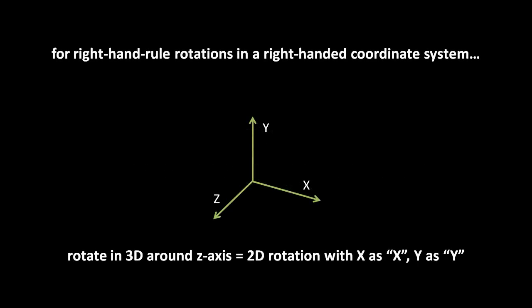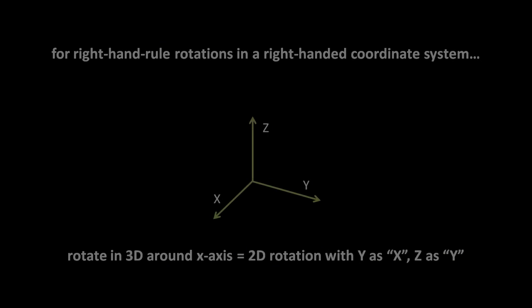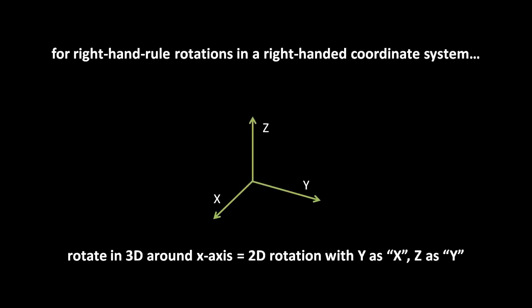So starting with the assumption of right-hand rule rotations in a right-handed coordinate system, we rotate around the z-axis by plugging x and y into our 2D rotation formula as normal. However, for the same right-hand conventions but rotating around the x-axis, we plug our 3D y value in place of the usual 2D x and our 3D z value in place of our usual 2D y. This is clear if you visualize the coordinate system from the perspective where x points toward us as z conventionally does, z points up as y conventionally does, and y points right as x conventionally does. By the same logic, for rotations around the y-axis in the right-hand conventions, our 3D z value plugs in for 2D x, and our 3D x value plugs in for 2D y.